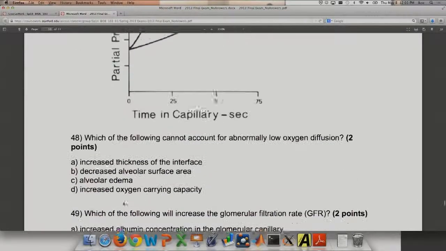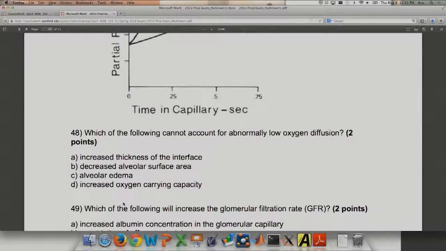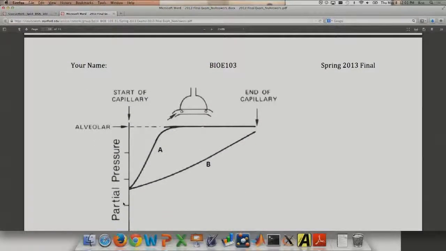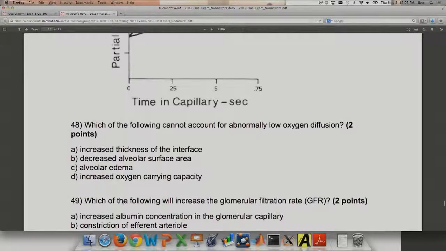Actually, B is not normal. A is proper diffusion-limited normal oxygen transport. So the question is asking which one of these is normal diffusion-limited transport, and it's A. Abnormal is B. Which of the following cannot account for abnormally low oxygen diffusion?